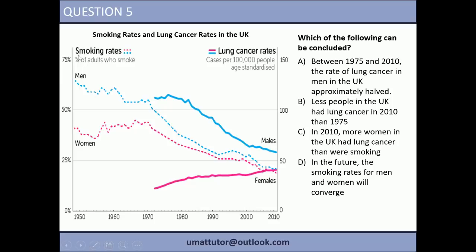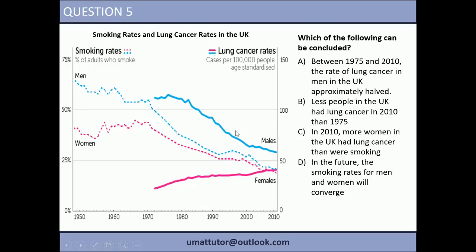So the units here are percentage of adults who smoke, and of the two axes, the one with percentages is on the left here. So to work out the smoking rates, you have to just look at the dotted graph reading off the left-hand side. Now the other part of this is the lung cancer rate, as shown at the top right, and you can see here that the solid line shows that.